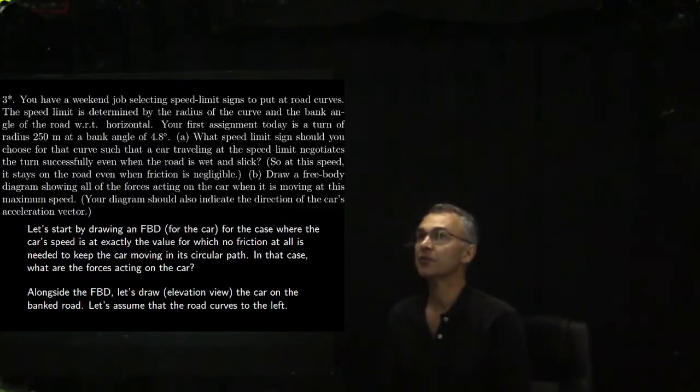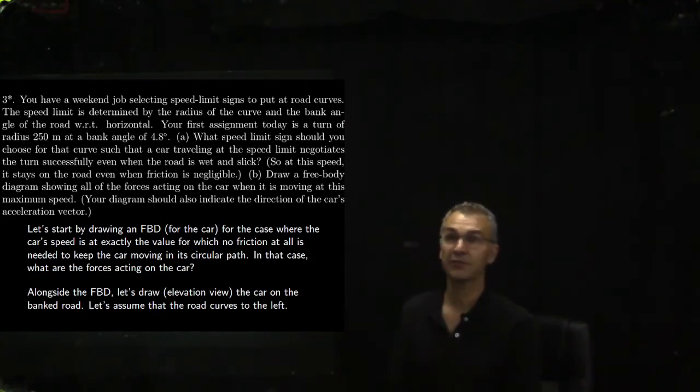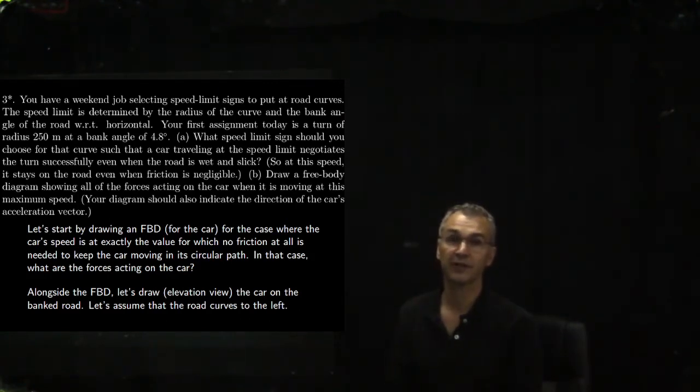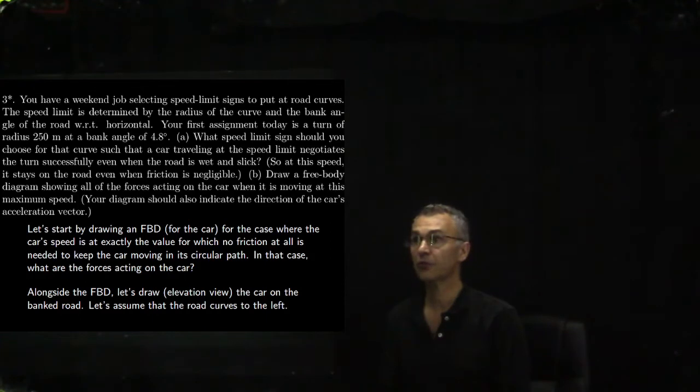You have a weekend job selecting speed limit signs to put at road curves. The speed limit is determined by the radius of the curve and the bank angle of the road with respect to the horizontal. Your first assignment today is a turn of radius r at a bank angle of theta. What speed limit sign should you choose for that curve such that a car traveling at the speed limit negotiates the turn successfully even when the road is wet and slick? What that means is that at this speed, the car stays on the road even when friction becomes negligible because the road is wet and slick. Draw a free body diagram showing all of the forces acting on the car when it is moving at this maximum speed. Your diagram should also indicate the direction of the car's acceleration vector.